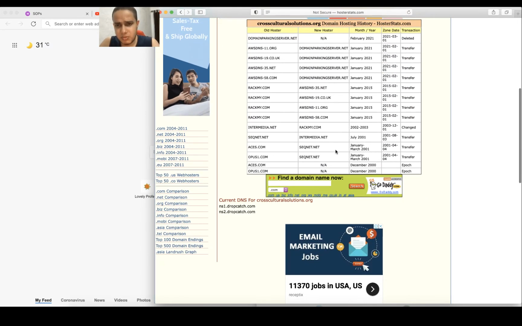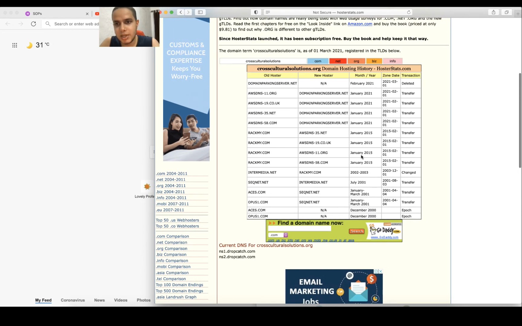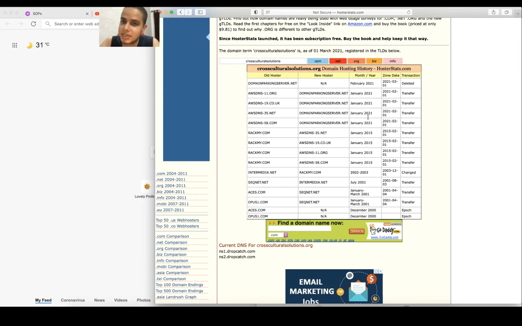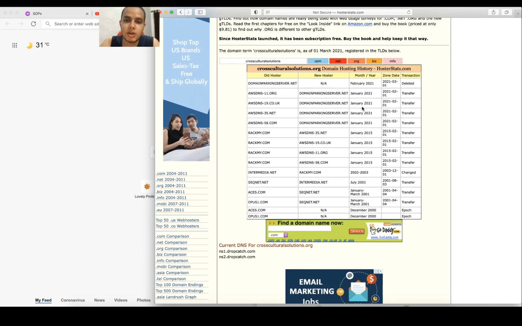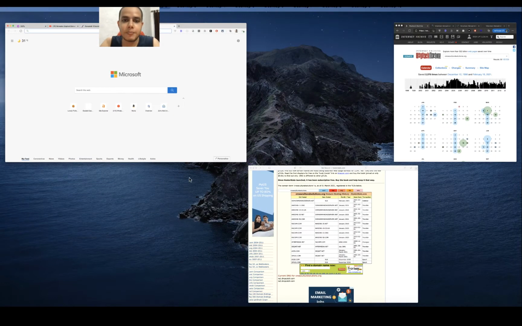So when we see when the hosting details have been changed or when the name servers were changed, that gives us an idea of at what point in time the domain might have been spammed. So this was registered around December 2020. Then in 2021 it was transferred, between January and March, and then the changes were made. So we'll specially go through these timelines to check if it was spammed in the past or not.